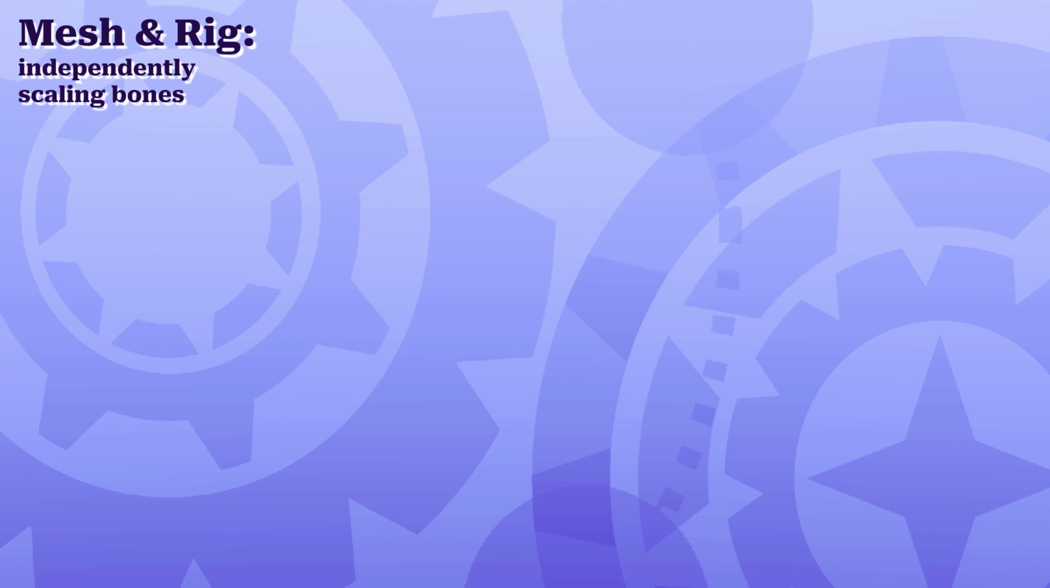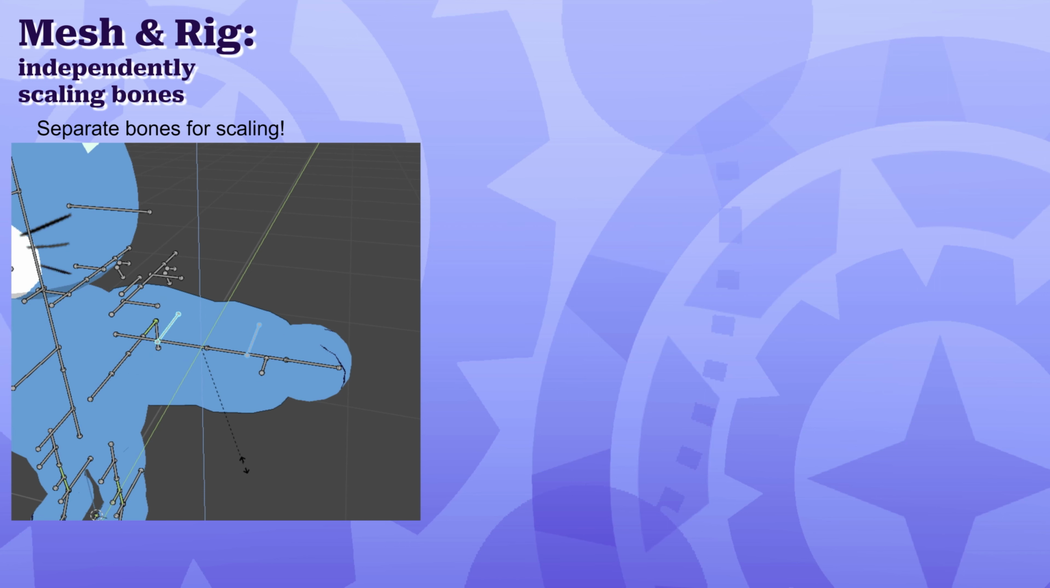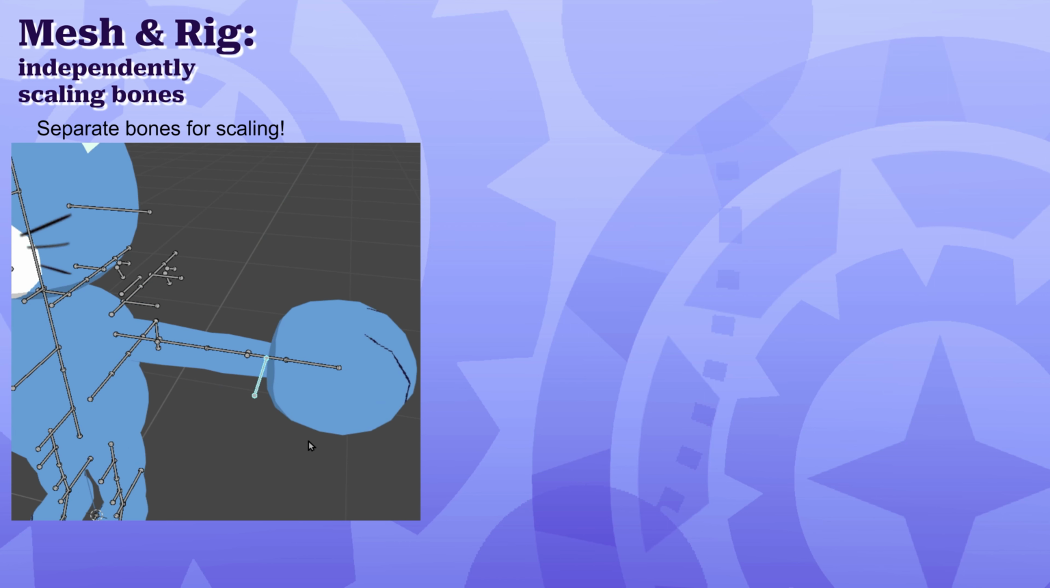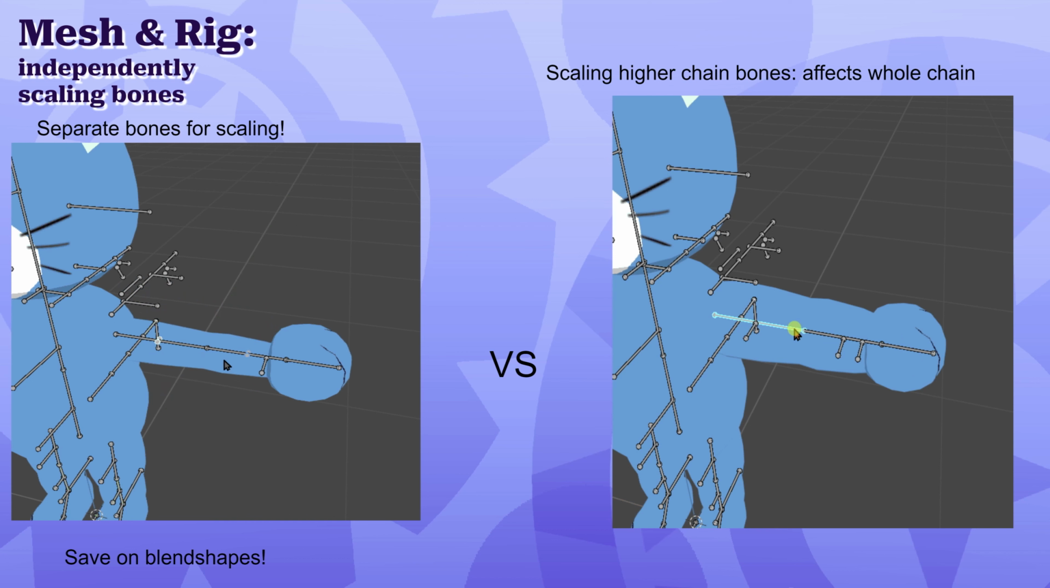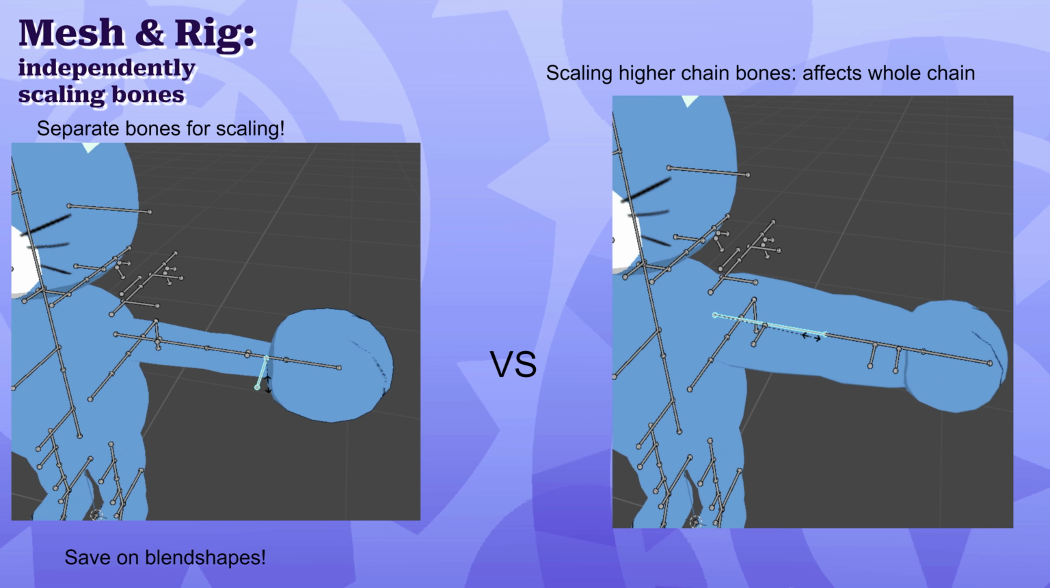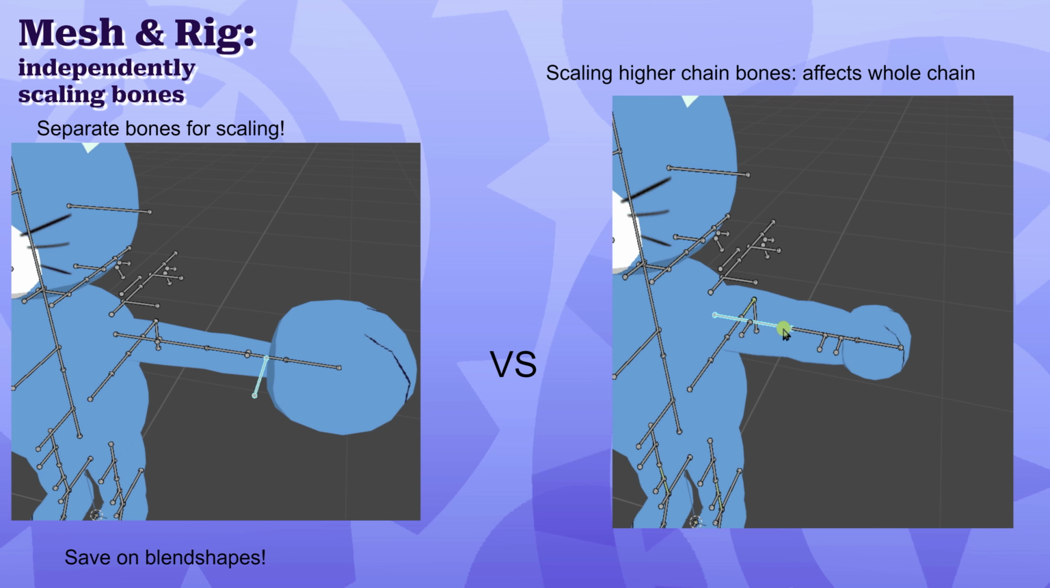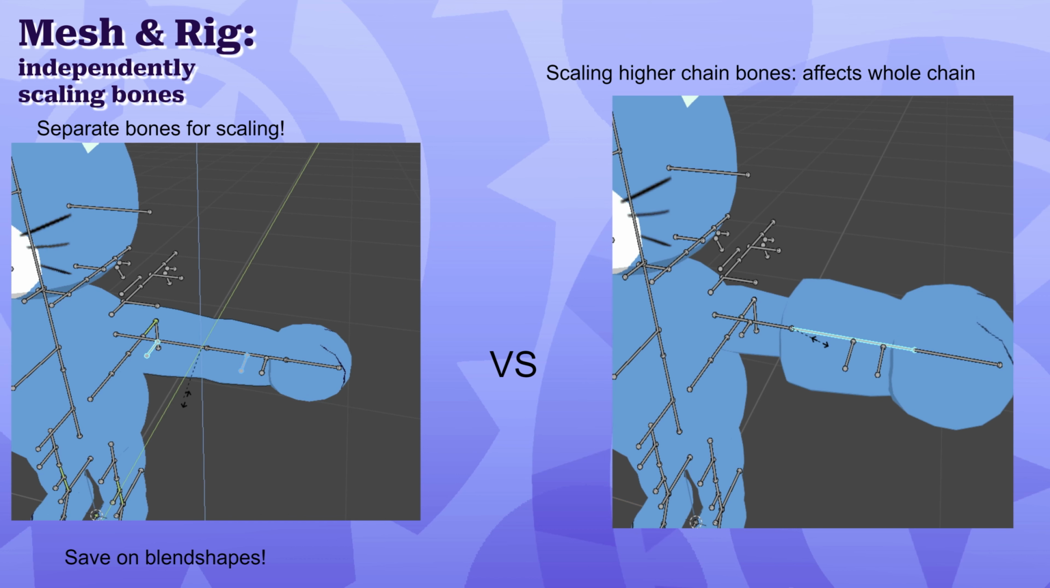For the mesh and the rig, I like to add extra bones on things like arms and legs that will let you scale things independently of the bones down the chain. If you just use the base bones for scaling, it's going to scale everything down the chain, and that might not be the effect you're going for.